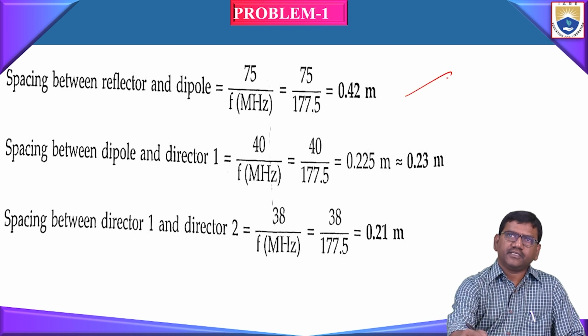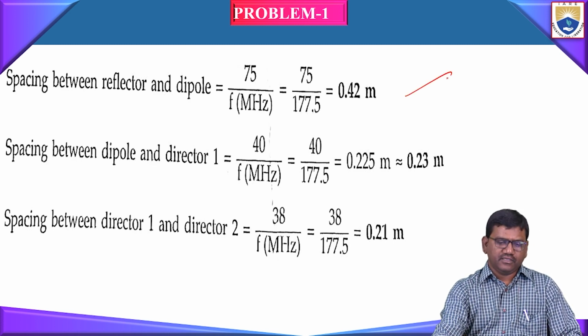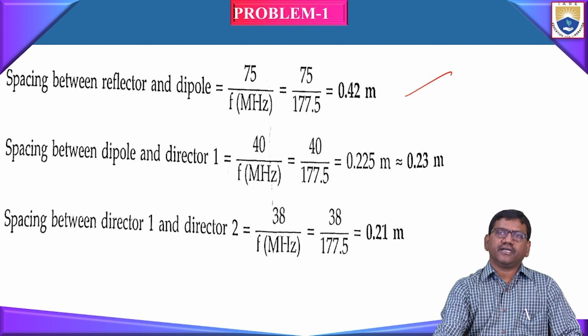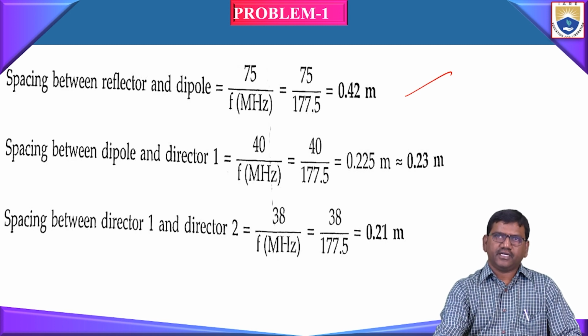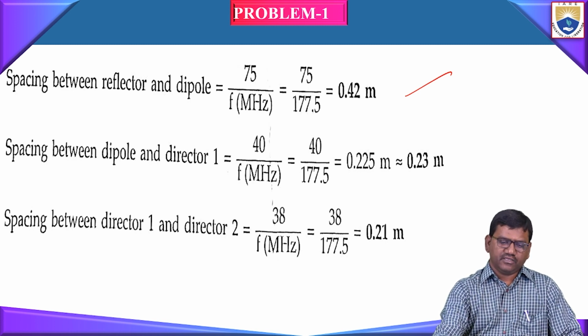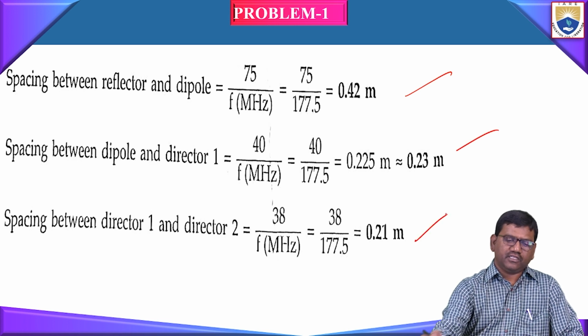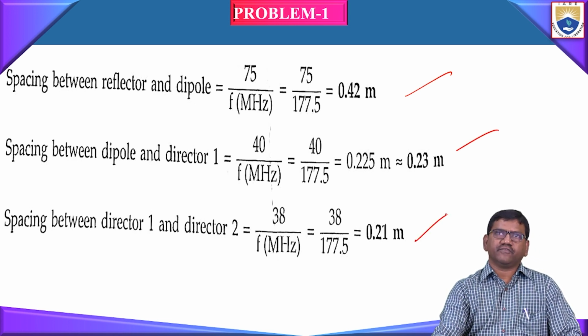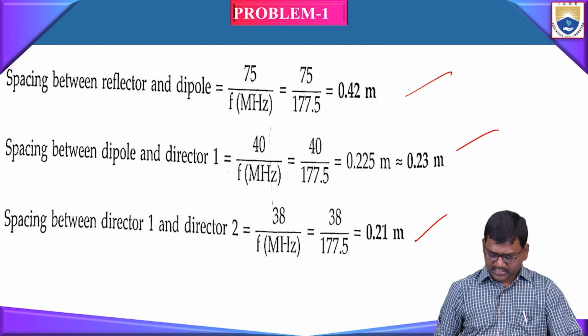Similarly, we are having a formula to determine the length of spacing between the reflector and dipole. So 75 by F, dipole to director 1 is 40 by F, and director 1 to director 2 is 38 by F. So based upon these formulas, we need to find out all the values of spacing between the reflectors and the dipoles and the directors.